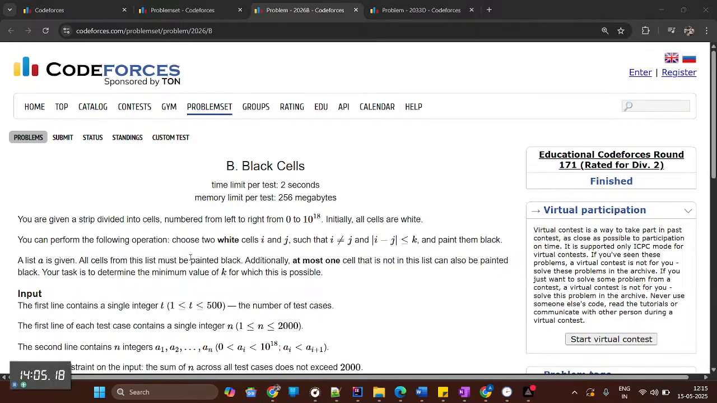So, okay, I'll try for half an hour. I should solve it in 30 minutes, otherwise I see the solution, okay. You are given a strip. I keep the timer on the other screen. Okay, so I started.